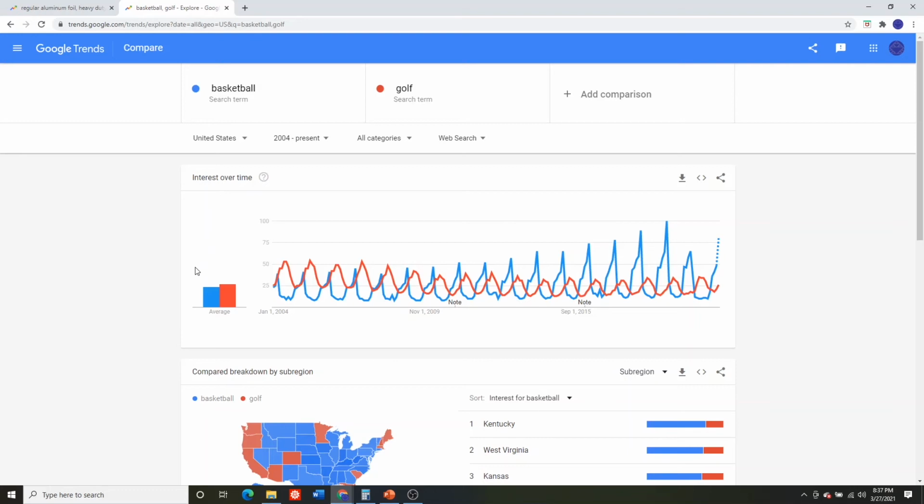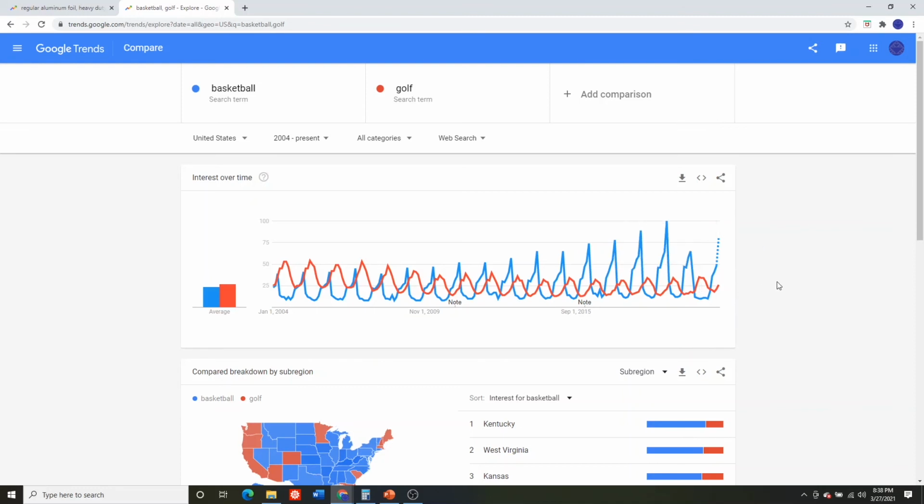It makes a lot more sense to wrap a basketball in aluminum foil, because if you look at basketball and golf, they're pretty much anti-correlated with each other. Basketball is getting much more popular, and when basketball is popular, or whoops, golf isn't. Look, red is golf. Golf is kind of going down, and basketball is going up. Like 100% of Google searches are for basketball nowadays.